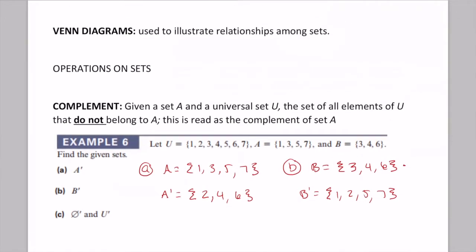Now, C. The empty set is empty, right? So the complement of the empty set would be the universe. And the complement of the universal set would be the empty set.